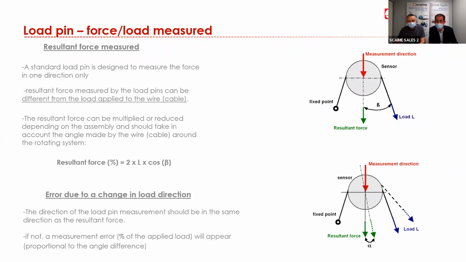If you have any change in the direction of the force applied, it's going to directly affect the accuracy of measurement. And this error will be directly proportional to the angle made between the resulting force and the rotation effect. So this is something you should really pay attention to in your systems, and make sure that there is no possible movement, displacement of the pin.